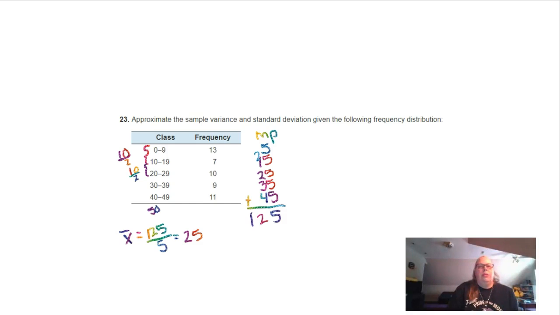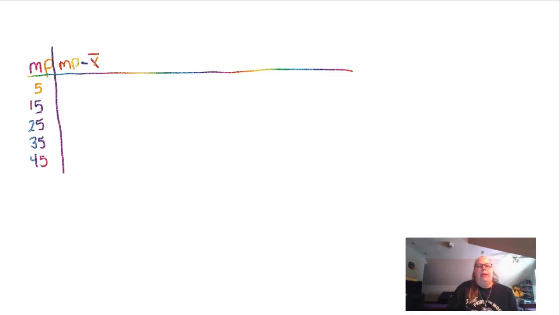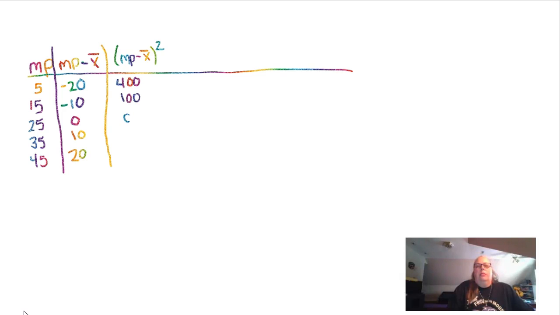All right, so what I'm going to do is go over onto the next slide. I'm going to make a chart, and I've got all the midpoints listed here, and then in column 2, I'm supposed to take the midpoint minus the mean. So let's do that. Okay, and now I have calculated all of the midpoint minus the mean. Here they are in column 2. Now I'm going to take each one of these in column 2, and I'm going to square each one of them over here. That's going to give me 400, 100, 0, 100, and 400.